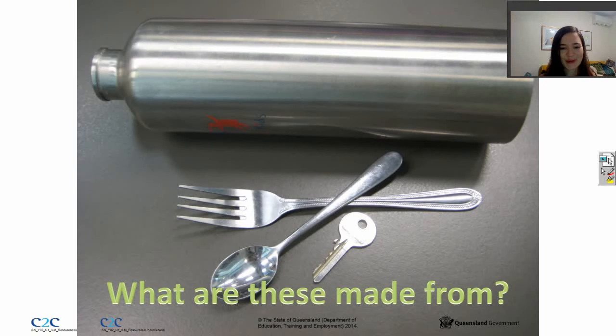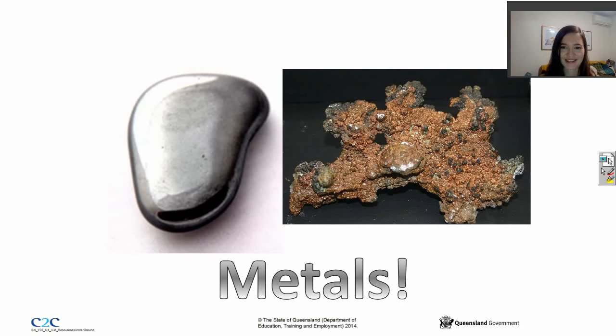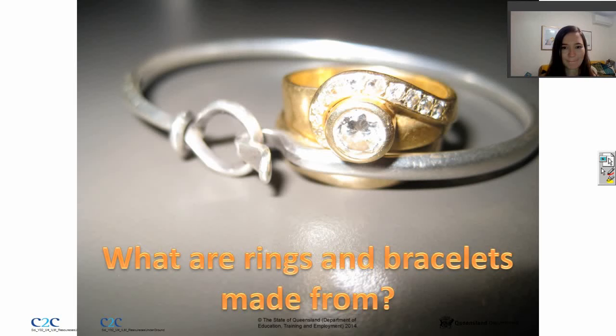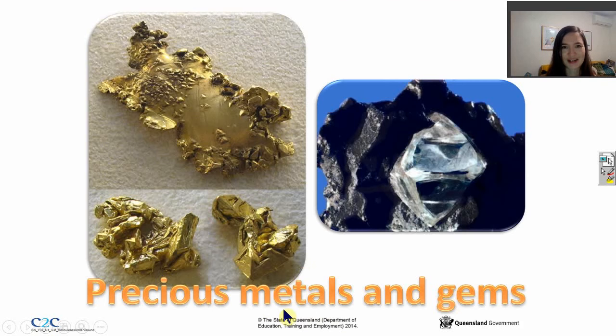Okay, what are these made from? Shout it out. Well done if you said metals. All right, the next one, let's have a look. What are rings and bracelets made from? What do you think that's made out of? What's this thing here in the middle of this ring? Okay, so we've got precious metals and gems. So precious metals like gold.